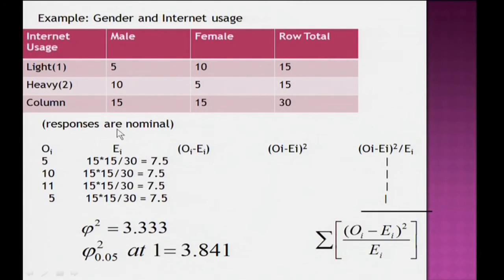Observed values are 15, 15, and so on. Now, how to calculate expected corresponding to this 15: row total into column total divided by the grand total. By chance, since the row total and column total are the same, the expected value in all the cases comes out to be the same. You can calculate it in the same manner even if the row totals and column totals are different.